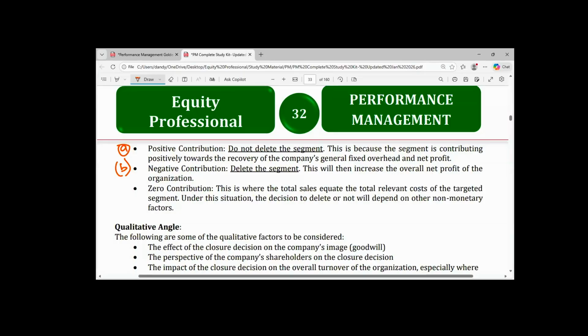should be deleted. The segment should be deleted. This will then increase the overall net profits of the organization. A negative contribution will worsen the financial position of the company. All right, it will worsen the financial performance of the company. Therefore, the best thing to do for negative contribution is to delete the segment. Once you delete the segment, you see that the overall profit of the organization will go up. All right, so that's the decision.